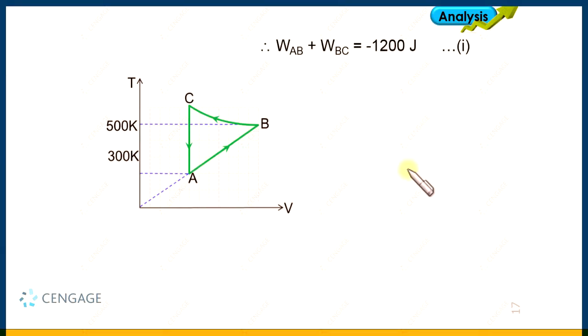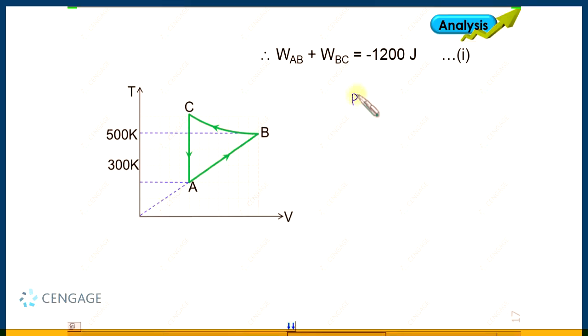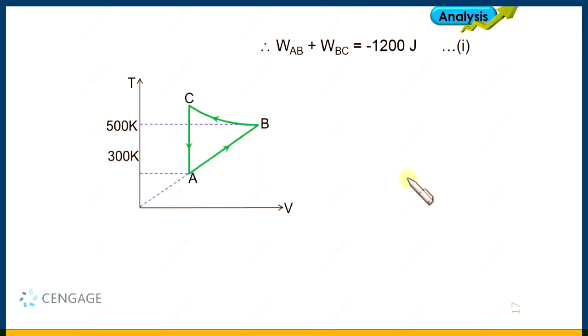Now, let us consider the work done in the AB process. AB process is the isobaric process, and in an isobaric process calculation of the work done is very simple, that is equal to P delta V. Also, because pressure is constant, and we have the equation PV equal to nRT, V is proportional to T. That means we can write here V is proportional to T for this process.